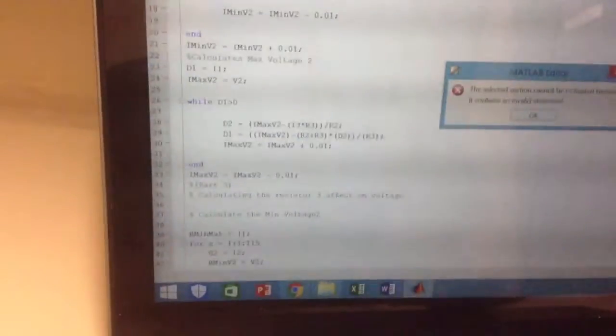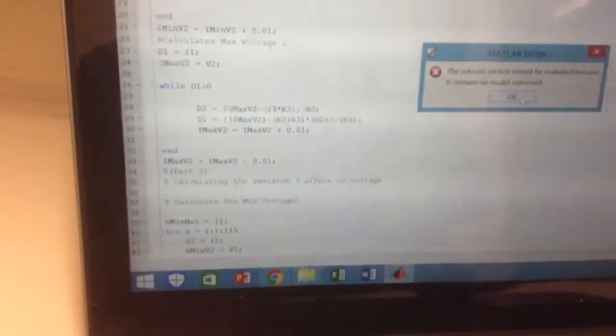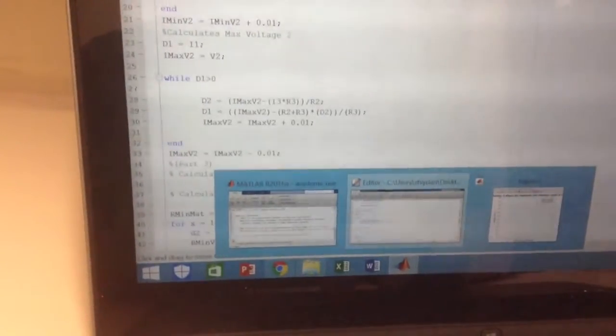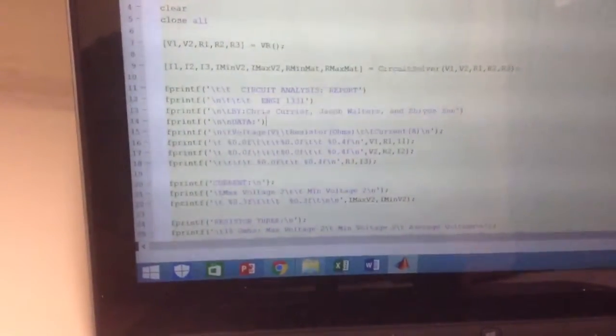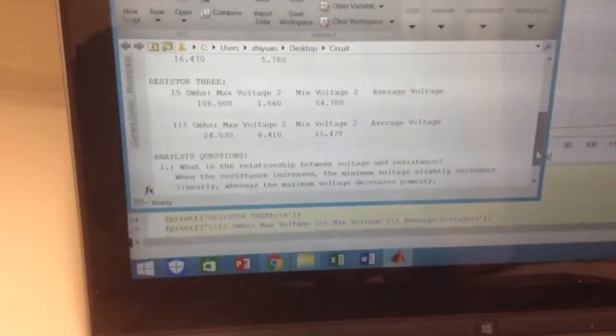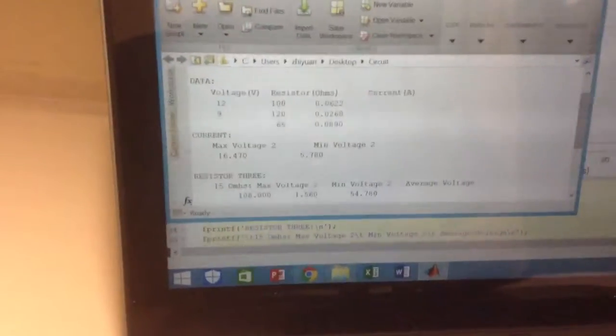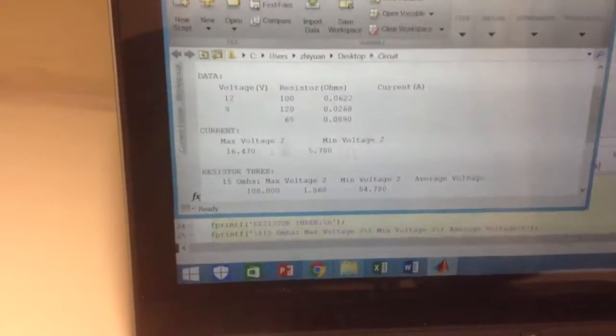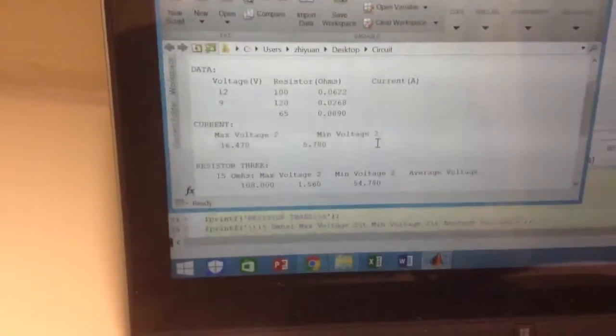Let's run the code. Oh, sorry, what happened here? Oh, sorry, this is the function page. I'm not supposed to run from here. I should run from here, circuit analysis, the main script. Let's see what we could get. Oh, the maximum voltage is 16.470. Minimum voltage is 5.780. Alright, we got the same answer.